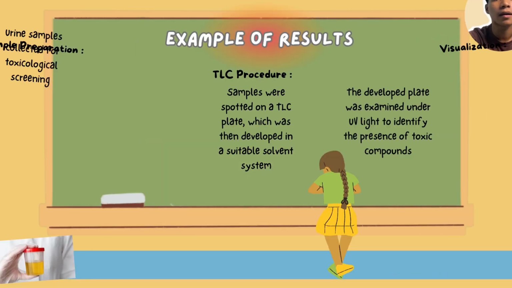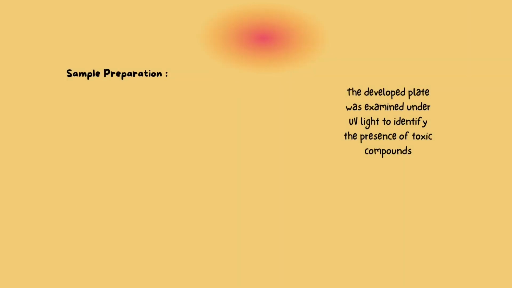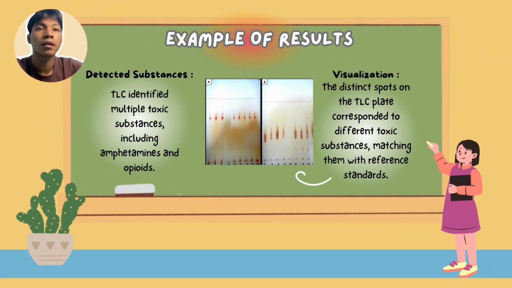So next, from my part, I'm going to talk about an example of results, application of TLC in toxicology. For the method, sample preparation: urine samples were collected for toxicological screening, and then the samples were spotted on a TLC plate, which was then developed in a suitable solvent system. For visualization, the developed plate was examined under UV light to identify the presence of toxic compounds. In the results, TLC identified multiple toxic substances including amphetamine and opioid.